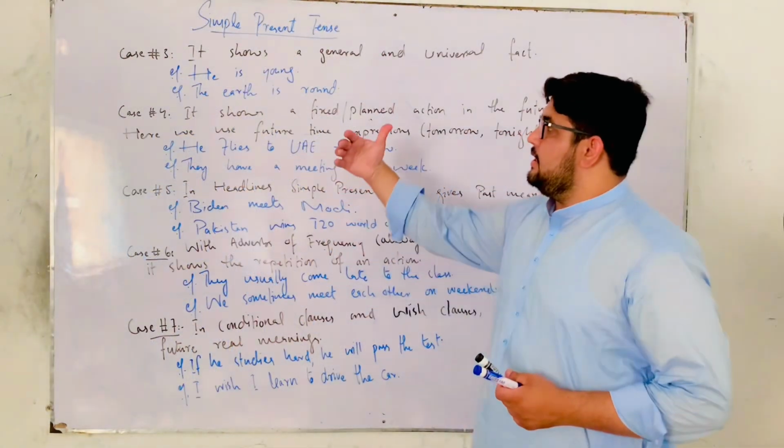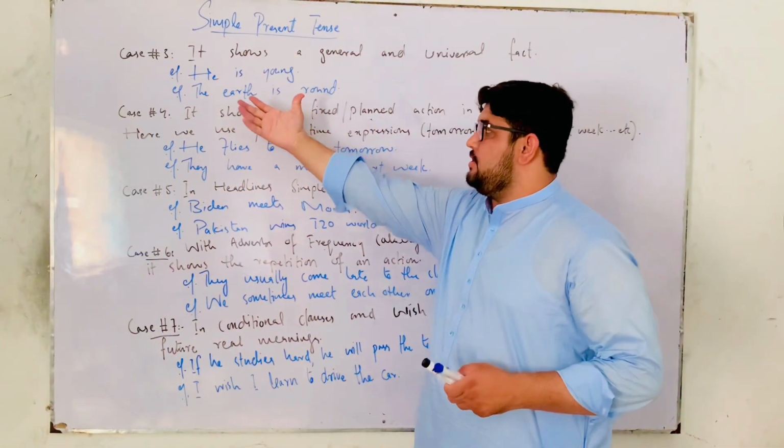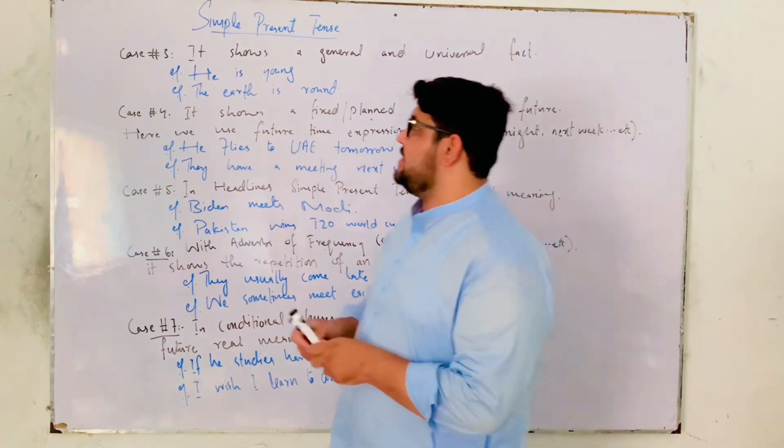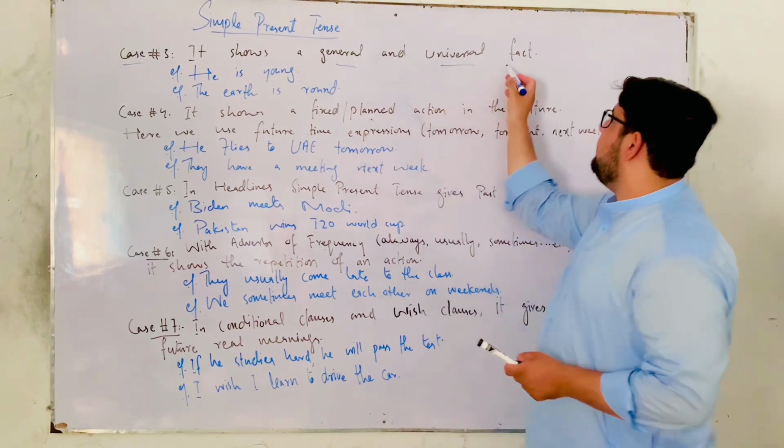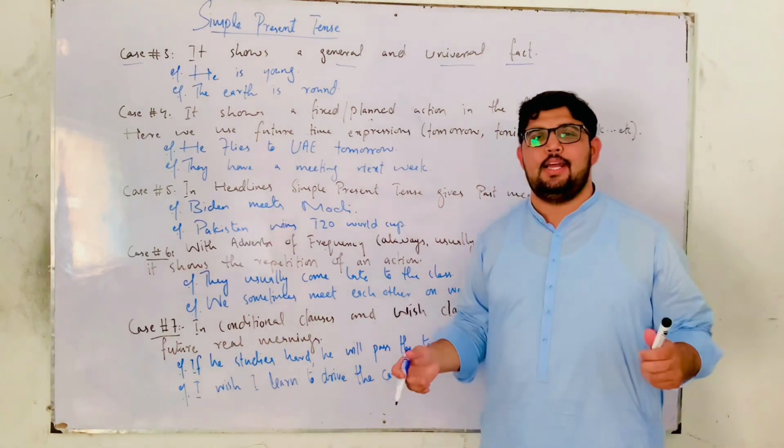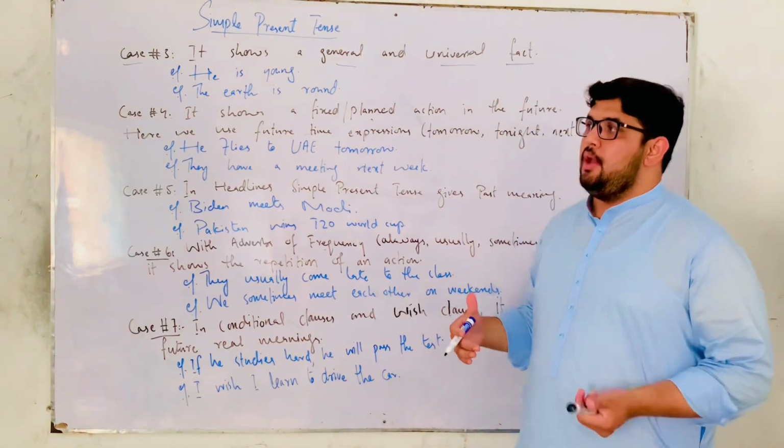The next case of simple present tense, or the next usage of simple present tense, is that it shows a general and universal fact. Fact is something that is proved to be true.